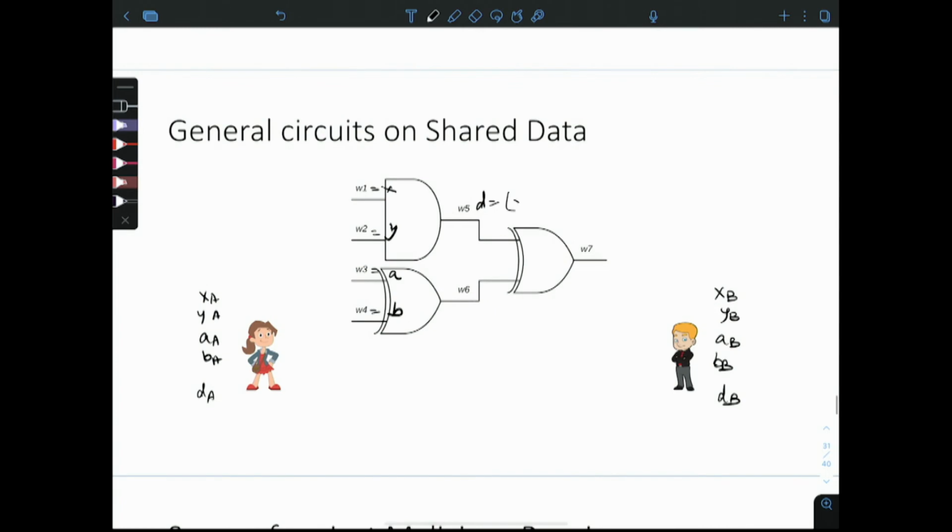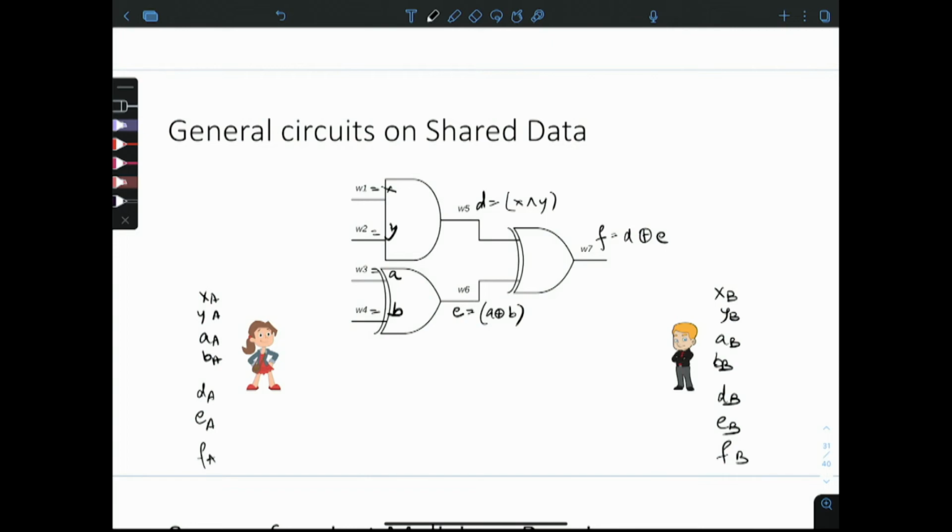Similarly, run the XOR protocol, which is even simpler, just add your shares up, to get shares of E, which is A XOR B. Now that you have shares of the inputs to both wires of the next XOR gate, run another XOR to get F, which is D XOR E. And they both end up with shares of F.